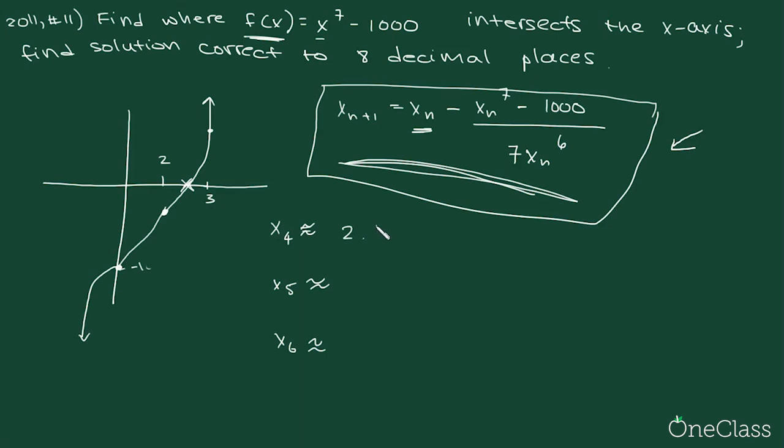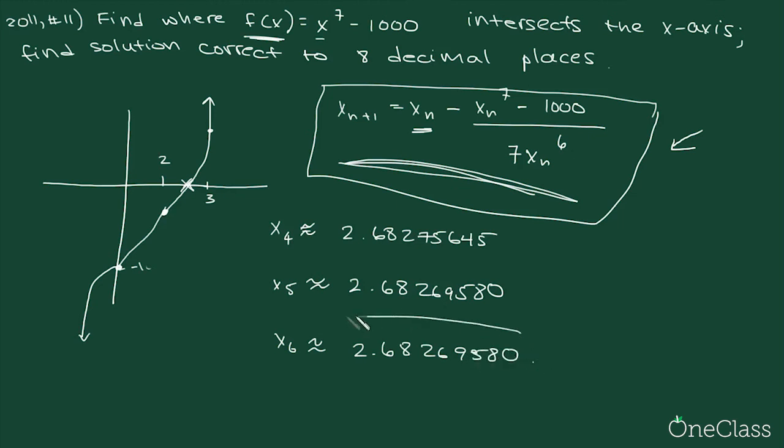So for x4 we have that, and then for x5 we have 2.68269580, and then our final answer is this. This is the number that is approximately between 2 and 3, and it's going to be our x-intercept.